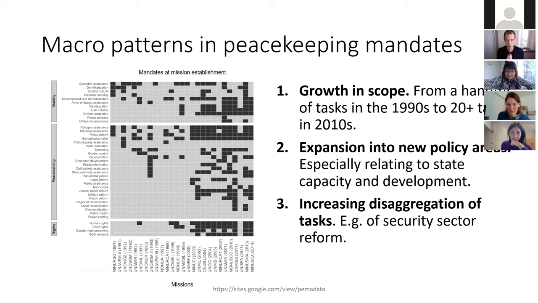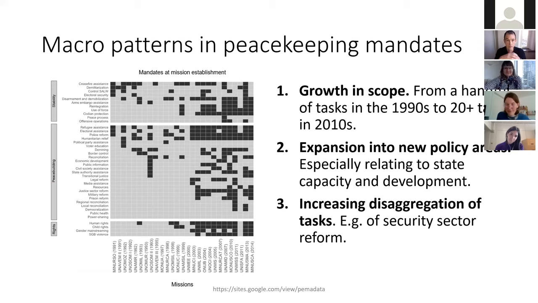The first is a growth in scope of mandates. This has already been referred to in this presentation. We see that mandates get longer and longer. They include more and more tasks. Whereas missions in the early part of our period, in the early 90s, had a handful of tasks and sometimes only one or two tasks, missions established more recently, after the turn of the millennium in particular, have 15 or 20 or sometimes even more tasks. So it's an expansion in the number of tasks.